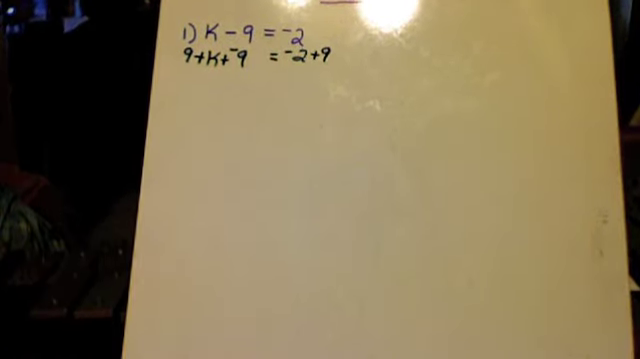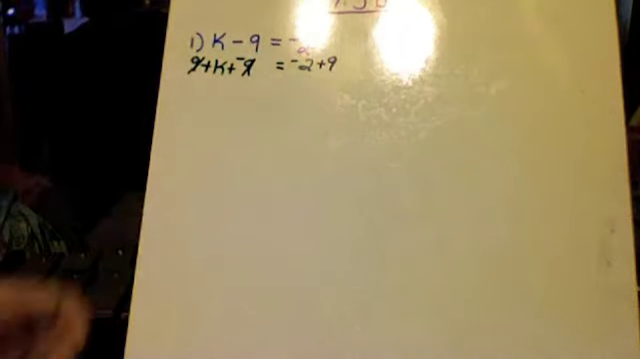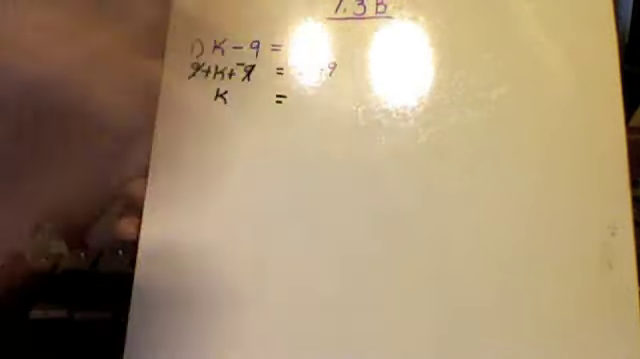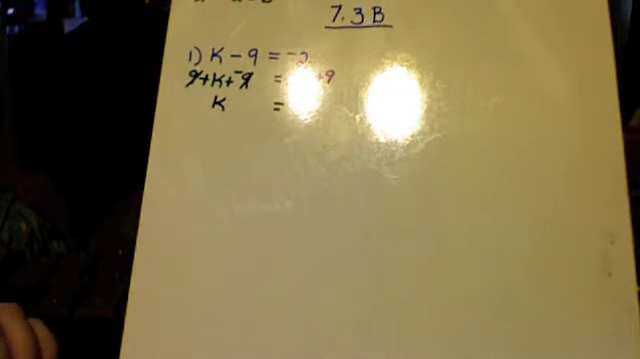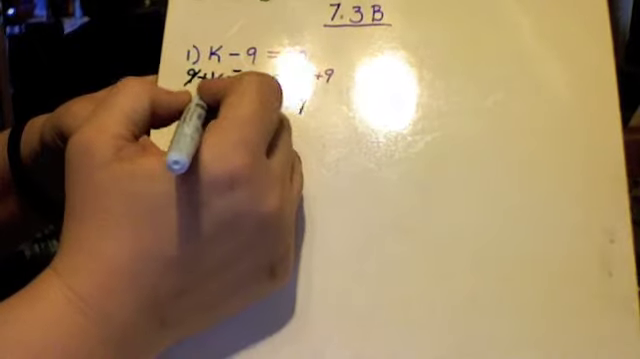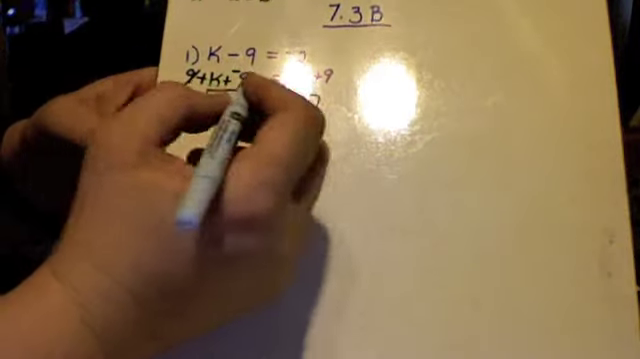The next step is to simplify. On the left side, to simplify, 9 plus -9 equals 0. So we have k left. Drop it down. We have our equal sign left, so drop it down. And we have -2 plus 9, which is 7. Put a box around it and check your answer.